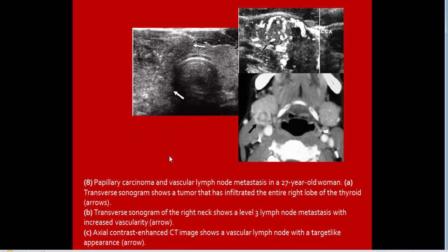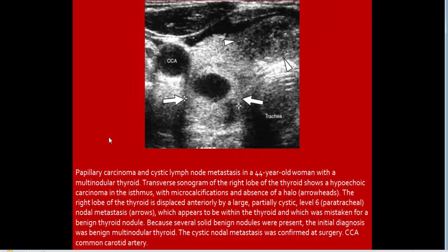As we see, the tumor had infiltrated the entire lobe in this image, papillary carcinoma. In the right neck, we see a level 3 lymph node metastasis with increased vascularity. Contrast enhanced CT shows vascular lymph nodes with target-like appearance. This is papillary carcinoma, cystic lymph node metastasis.